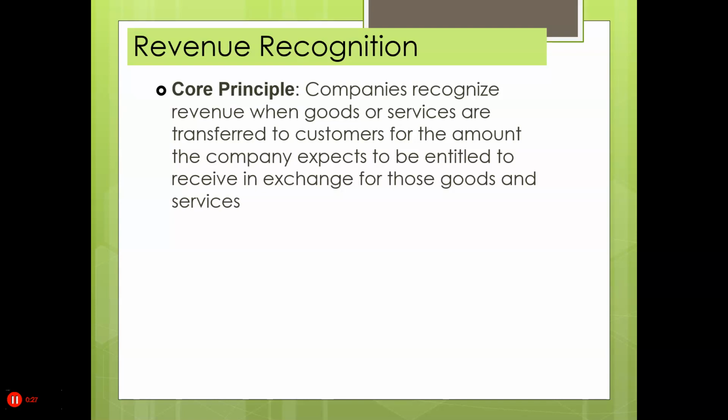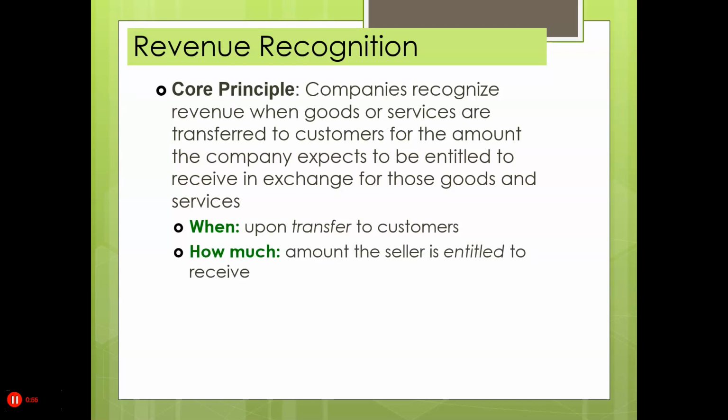So this is their definition. A company recognizes revenue when goods or services are transferred to the customers for the amount the company expects to be entitled to receive. So what does that mean? Well, I think the big challenge is when. When do the goods actually transfer? Is it the moment there's an exchange, or is it going to be over time? And how much the person is entitled to receive.